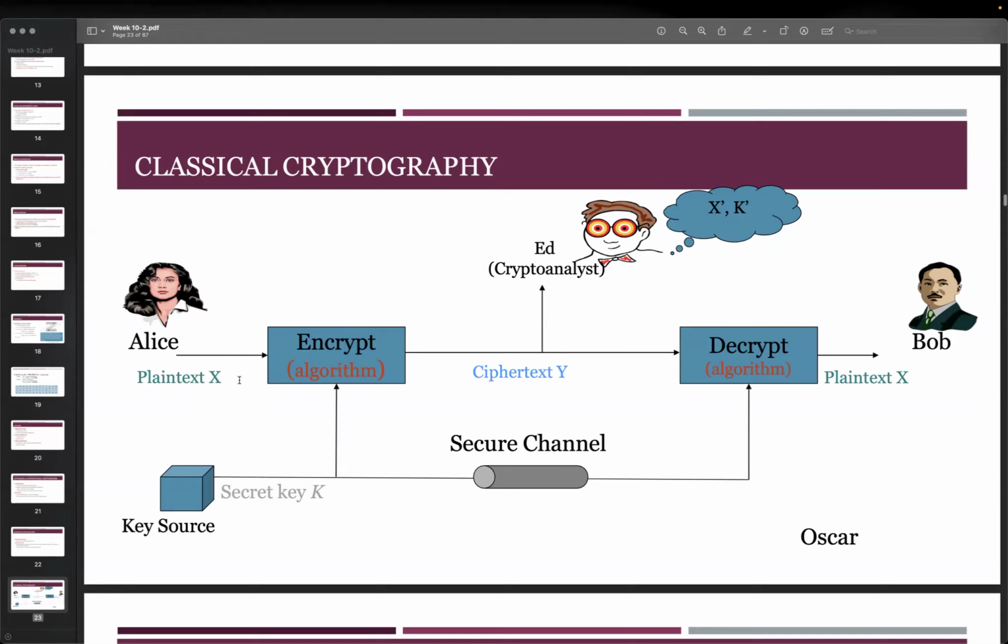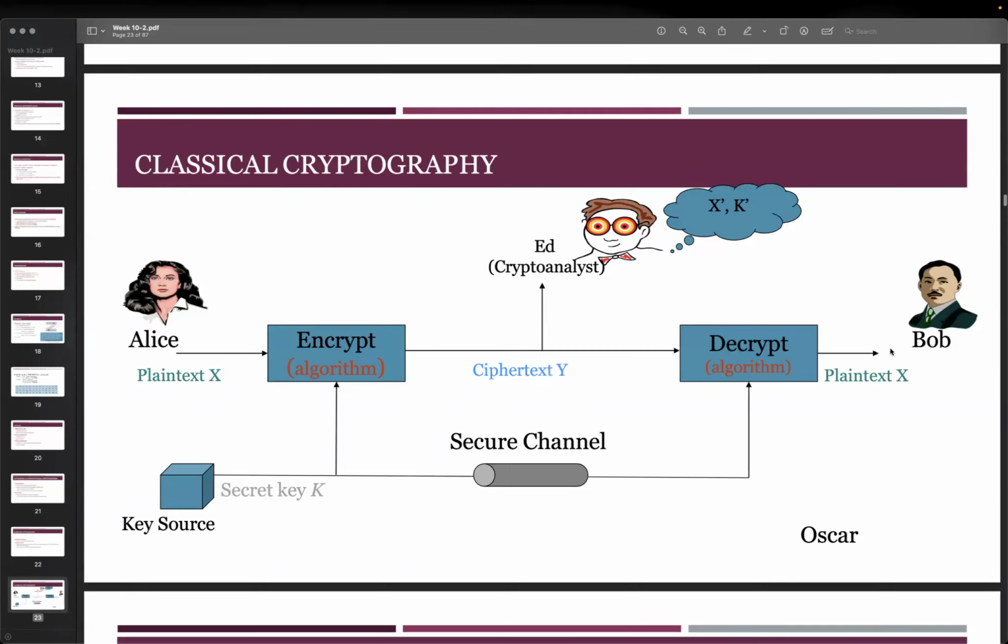So what's the original text X, or what's the plaintext they receive, and what's the key used. We use the key source to encrypt it, ciphertext, and send it through some secure channel. Then once Bob knows the key source, we use the algorithm to decrypt it, so we can obtain the original plaintext. So here's the whole flow of sending a message with the key.